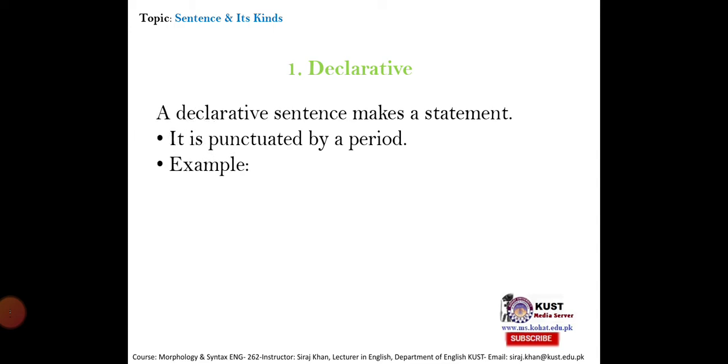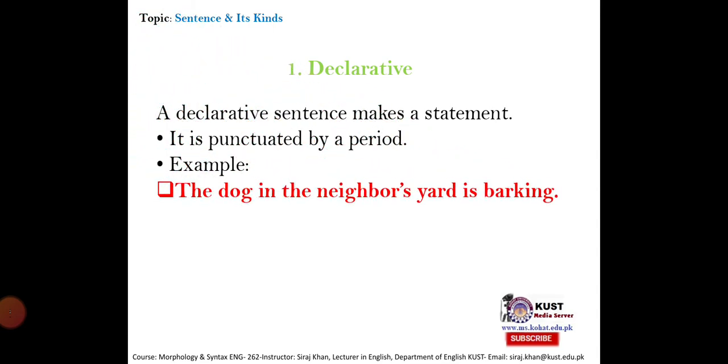For example, the dog in the neighbor's yard is barking. So here we are making a statement about a neighbor's dog. Any statement that is positive and not negative is known as an affirmative or assertive sentence. For example, Ali has completed his work.